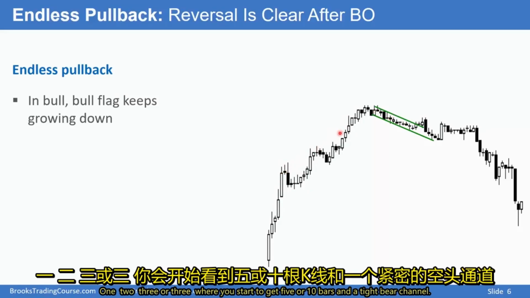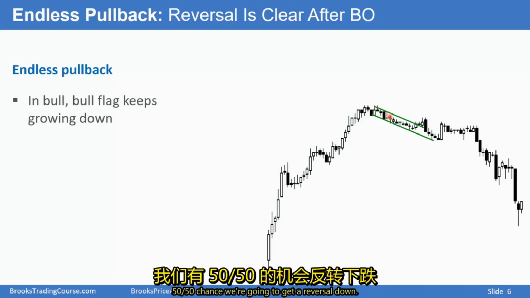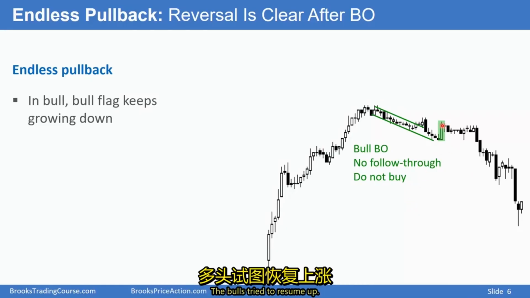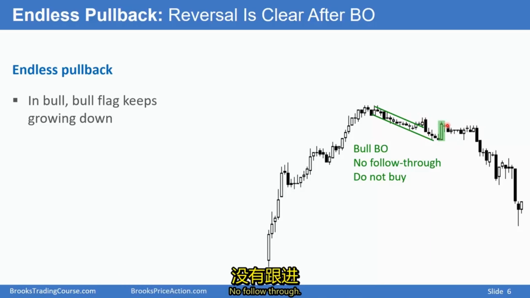1, 2, 3, or 3, where you start to get 5 or 10 bars in a tight bear channel. That's telling you that at this point, I would say this is a parabolic wedge top, 50-50 chance we're going to get a reversal down. The bulls tried to resume up. They tried to reverse this bear breakout, but look at the follow through. No follow through.